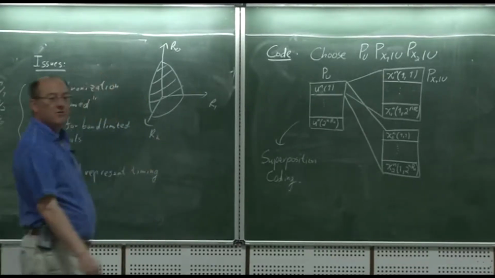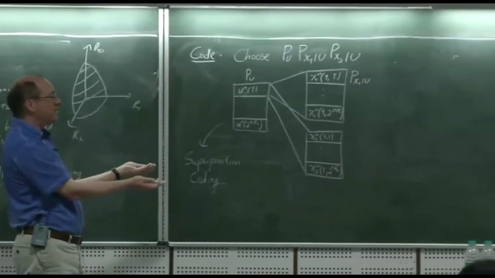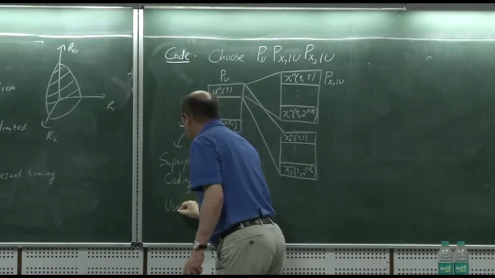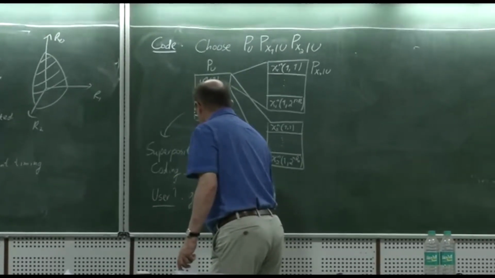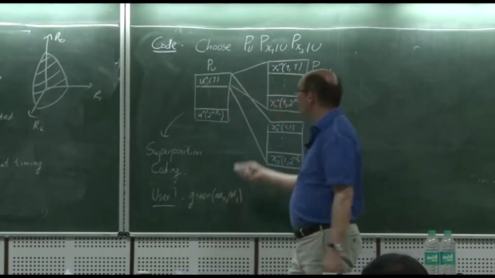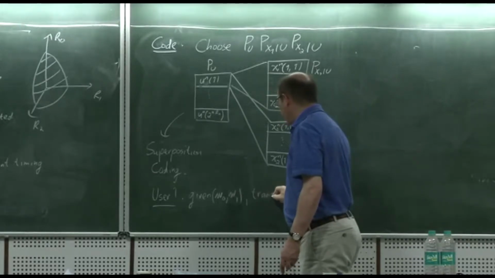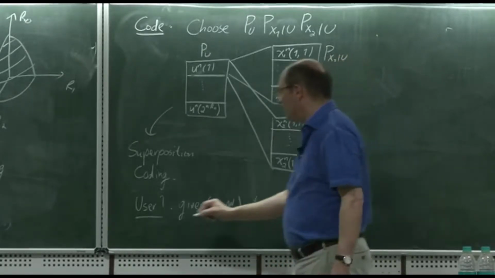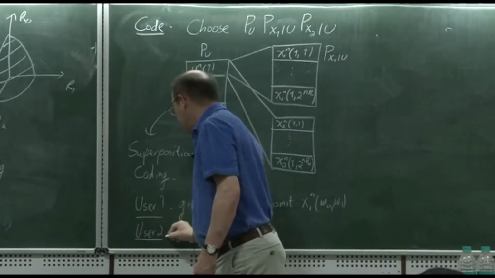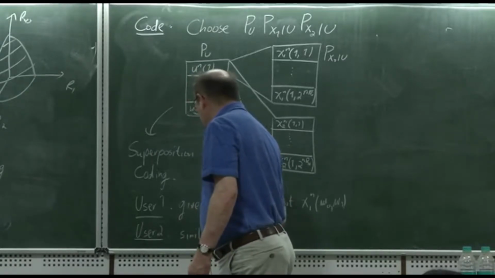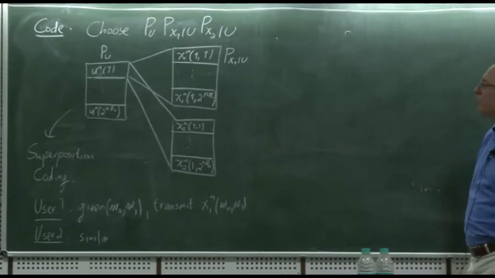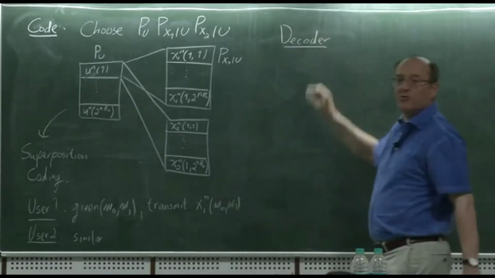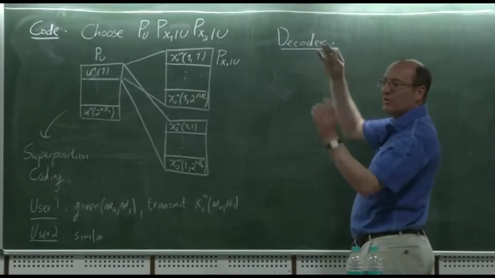Okay, so now what does the receiver do? This is the code book. The encoding is clear. Encoder 1, given W0 and W1, what does he transmit? Well, just that code word, x1n(W0, W1), and user 2 similar. Just transmit x2n(W0, W2). Okay, so what does the decoder do? Well, the decoder has to decode all three messages, and we'll do it all in one shot. That's usually the best approach, just one big joint decoding of everything.